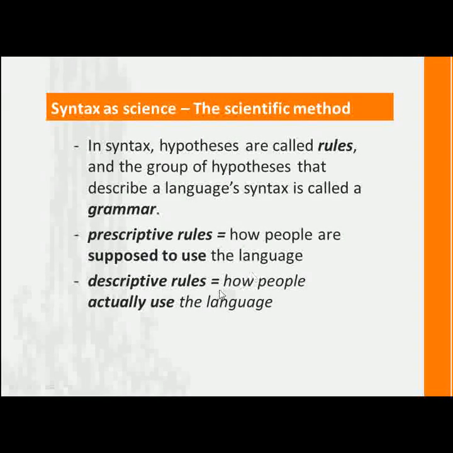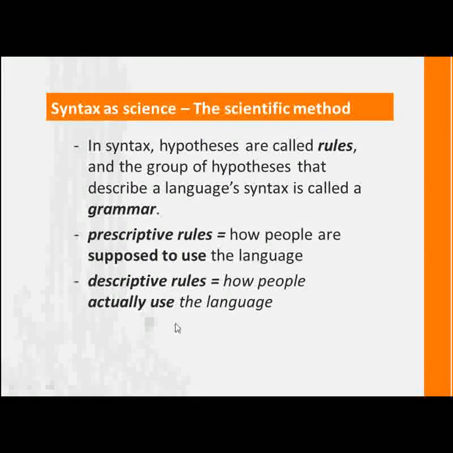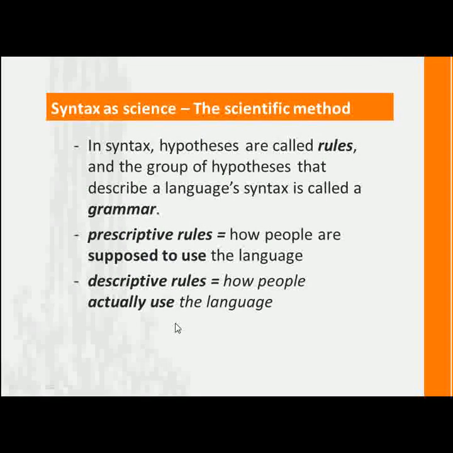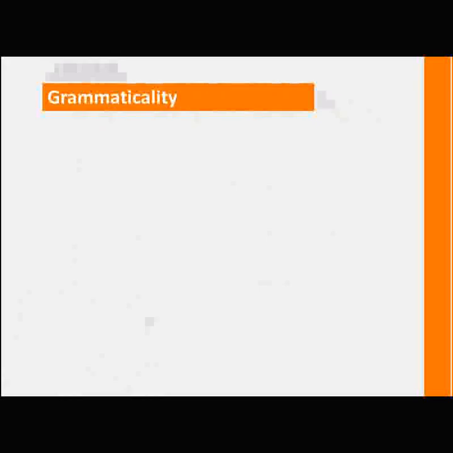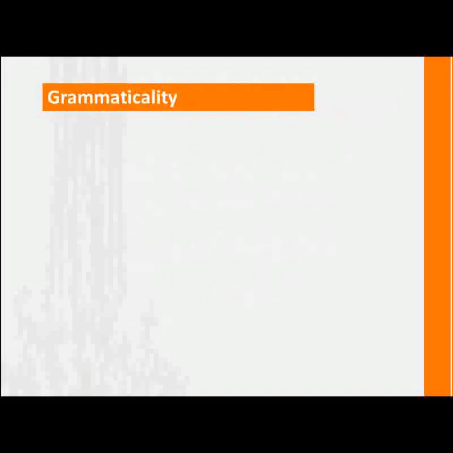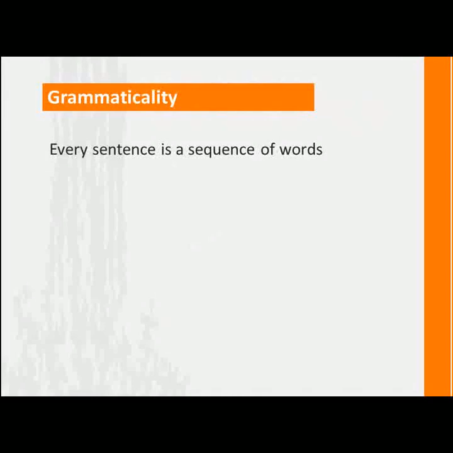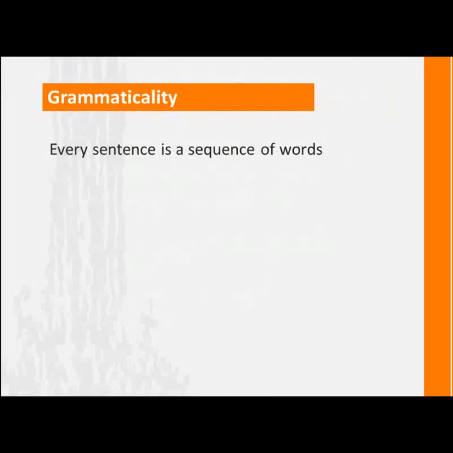But descriptive rules are about how people actually use the language. Nah, ternyata yang digunakan dalam bahasa sehari-hari bisa jadi tidak sesuai dengan rumus. But people still can understand each other. Next, let's talk about grammaticality. Nah, tadi ada grammar rules. Apakah itu grammaticality?